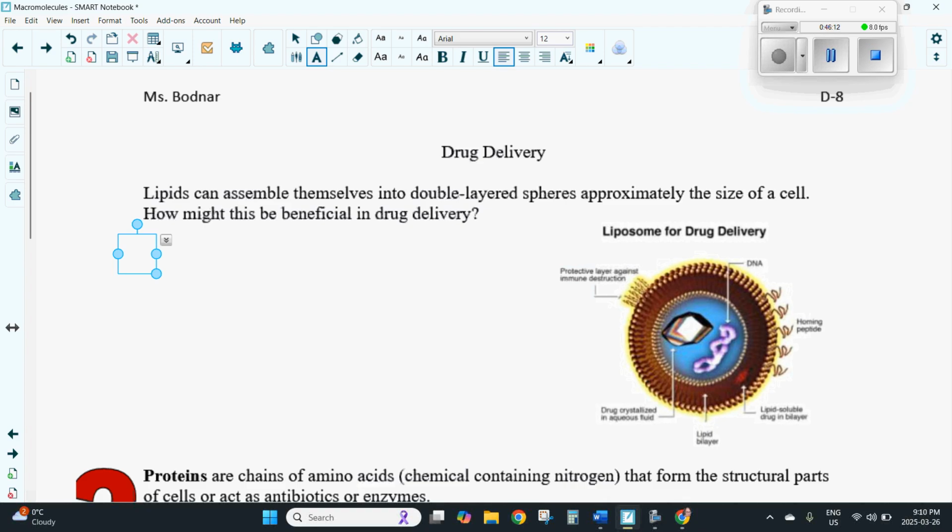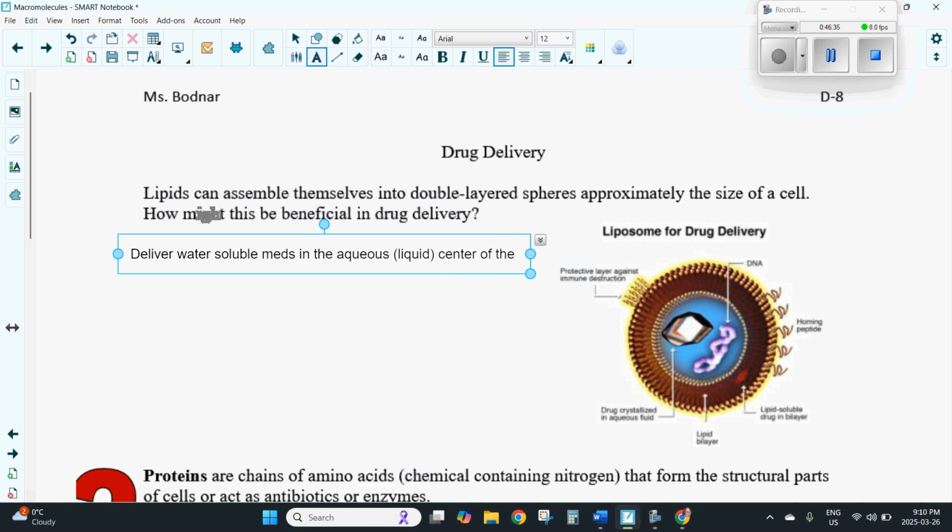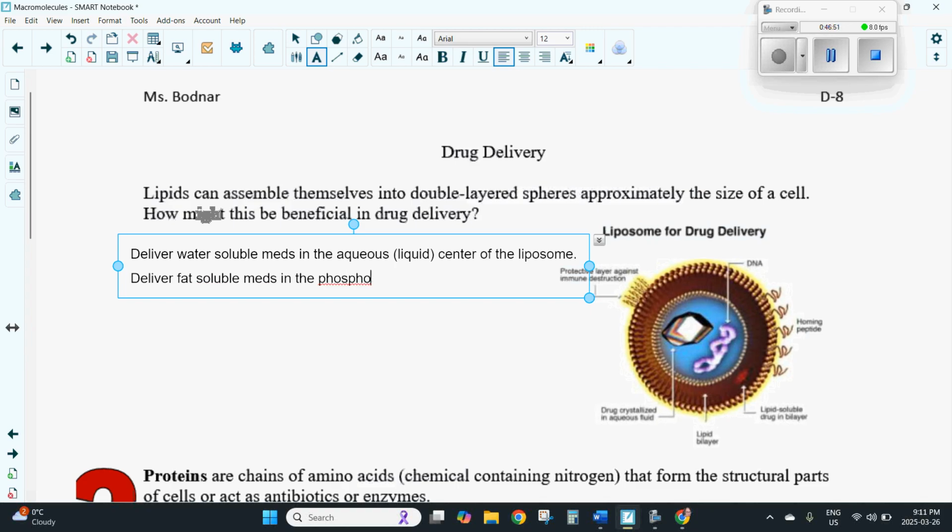So this means you can deliver water-soluble meds in the aqueous liquid center of the liposome, the arrangement of the lipids. You can deliver fat-soluble meds in the phospholipid bilayer.